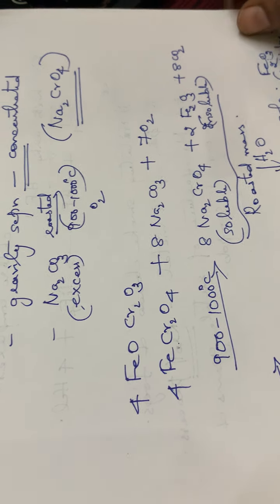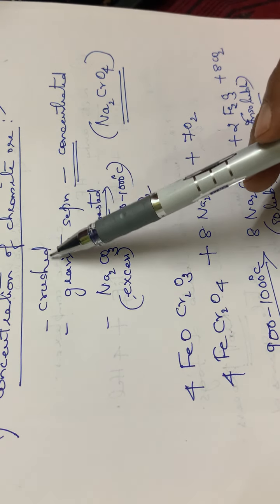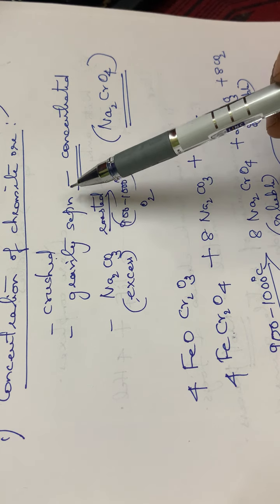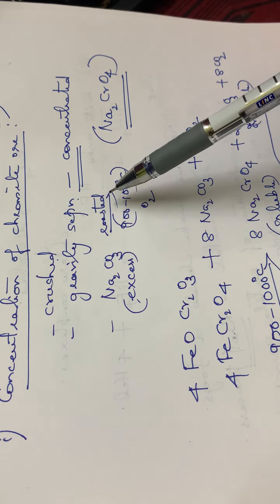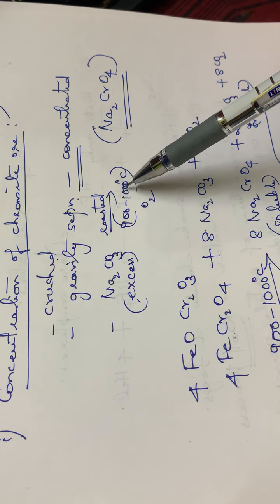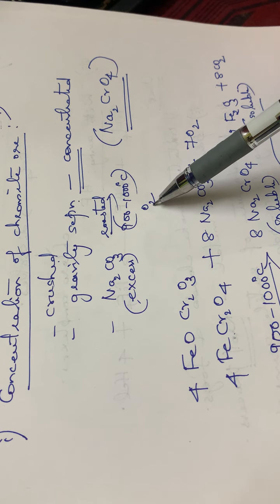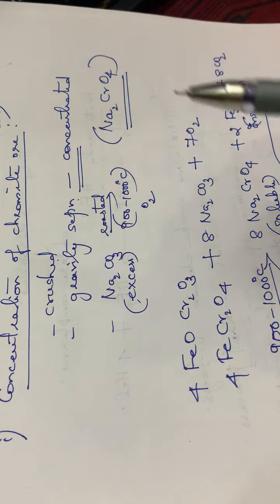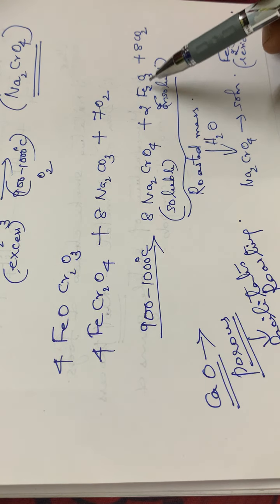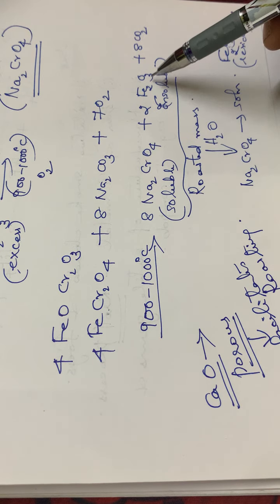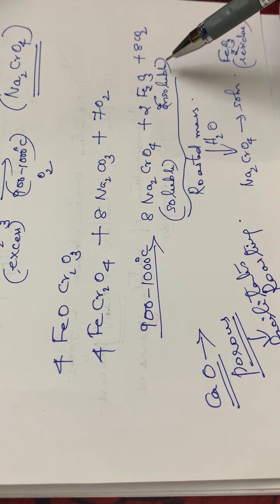So this is the first step, concentration of the chromate ore. First the ore is crushed, then it is concentrated by gravity separation, then it is treated with sodium carbonate in excess and roasted at 900 to 1000 degrees Celsius in the presence of air or oxygen. After this process, we obtain sodium chromate, iron oxide and CO2. The sodium chromate and iron oxide will be in a roasted mass form.